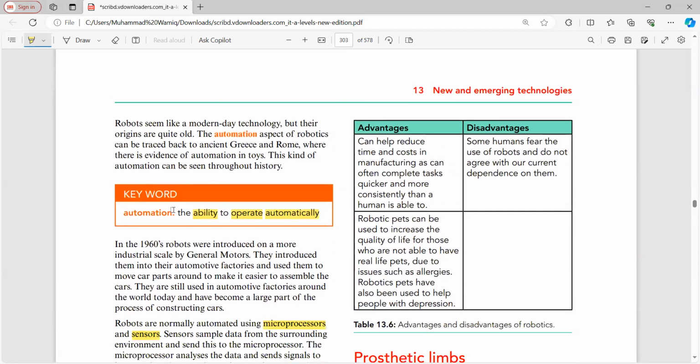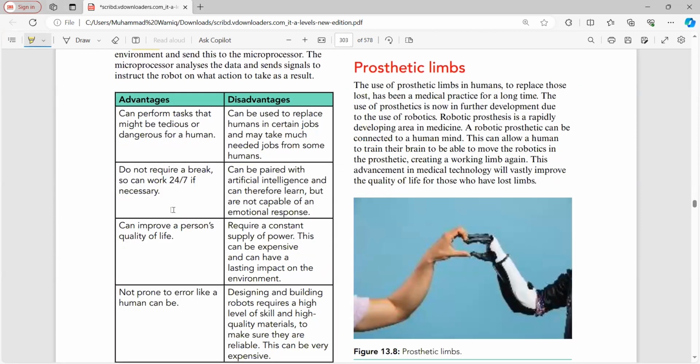However, there can be some advantages and disadvantages of a robot, right? Well, first of all, it can work on tasks that are dangerous for humans. It does not need rest. It can improve a person's quality of life because a person does not need to work repeatedly, and it is not prone to the errors that a human can make. However, the disadvantage can be that it is somehow replacing human jobs.